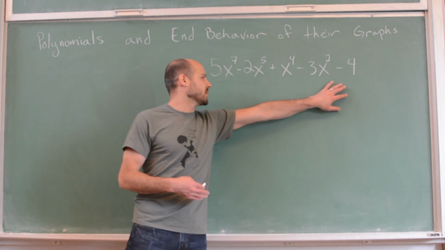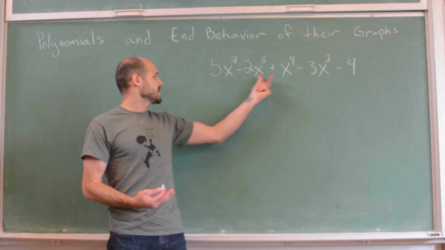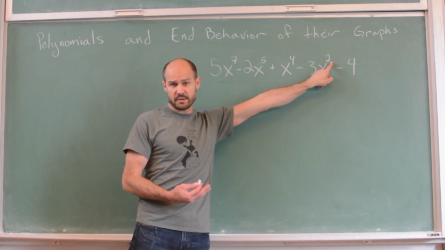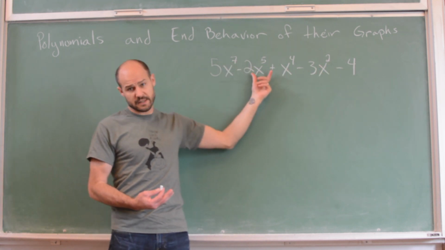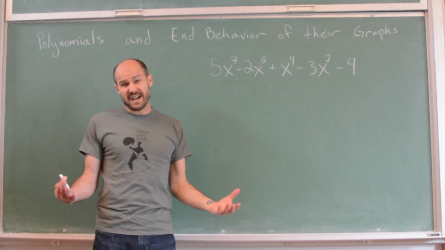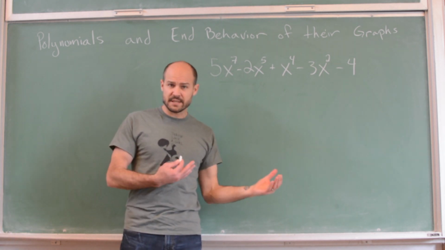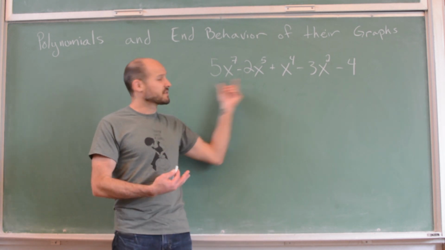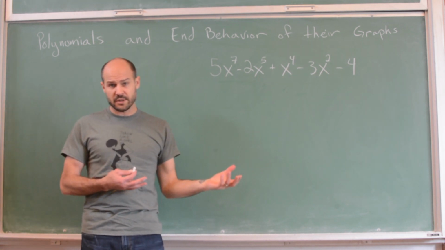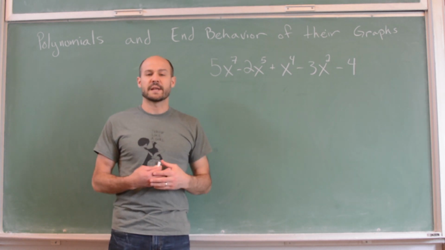Here's an example of a polynomial, basically just a bunch of terms where each one has a different x with a different exponent, right? So we've got x to the 7th, x to the 5th, x to the 4th, x squared. We could have any combination of these. You could have some x to the thirds. You could have some just x's. This has 5 terms. You could have 3 terms. You could have 7 terms, 6 terms. There's a bunch of different types of polynomials we could have.